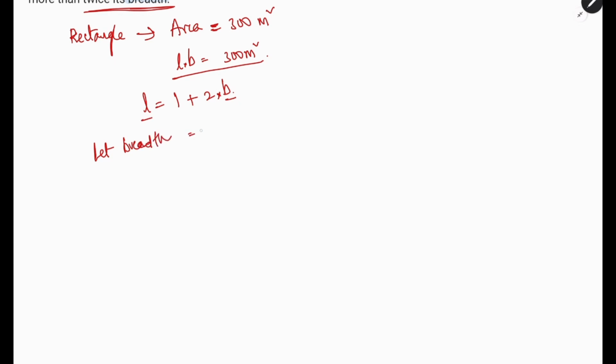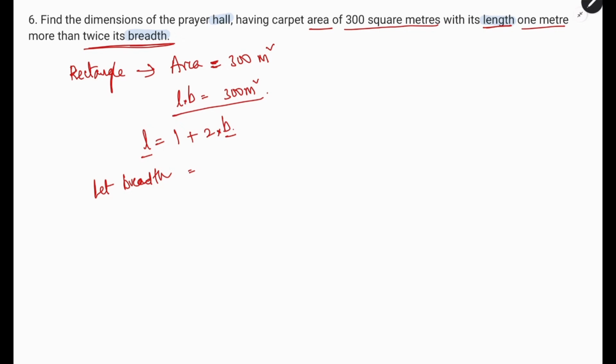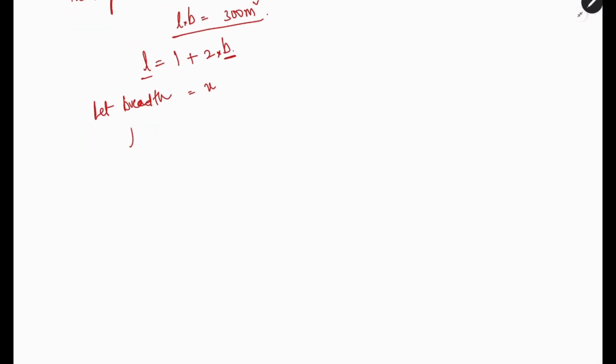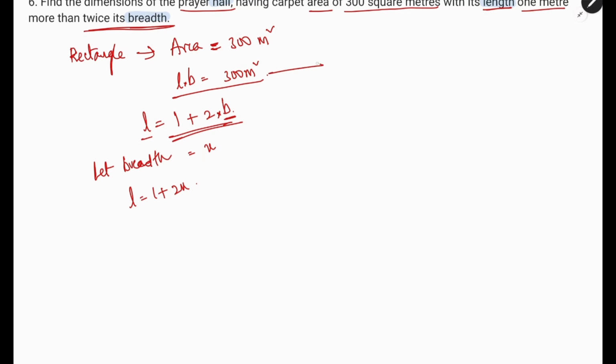of the rectangular hall, breadth of the prayer hall equal to x. See, this breadth is x. So length equal to, substitute in this equation, length equal to 1 plus 2x. And you substitute in this equation as well, and see here, what is length? L, and breadth is x, equal to 300.